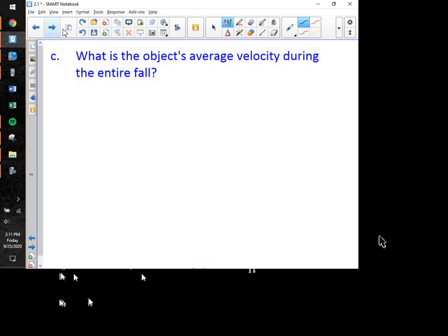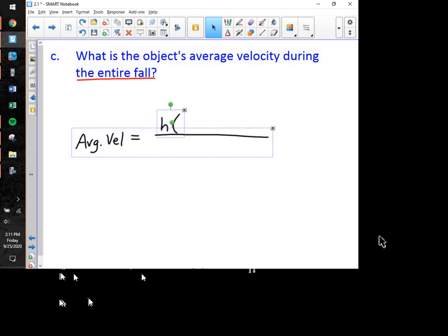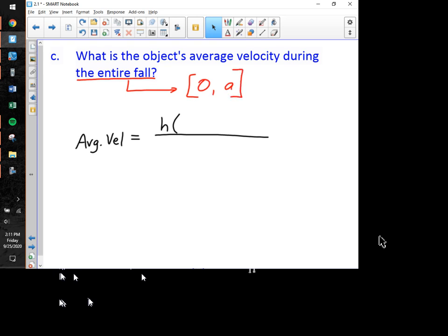Okay, on to C. What is the object's average velocity during the entire fall? All right, well, this is what we've been talking about for a while. The formula for average velocity is going to be f of b minus f of a all over b minus a. Or, since we named our function h, we're going to go with h. And let's think about what our b value is. We're talking about here during the entire fall. As we just established in the last problem, the entire fall is a time interval starting at 0 and ending at whatever that a value was. I think it was 5.590 if I'm not mistaken.